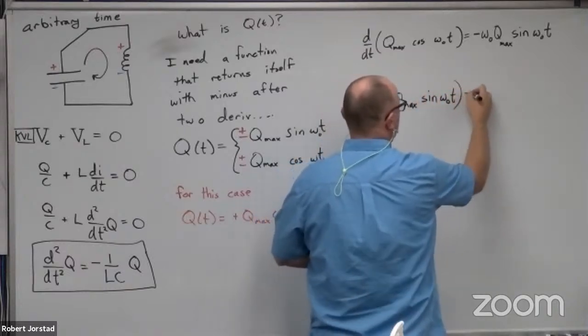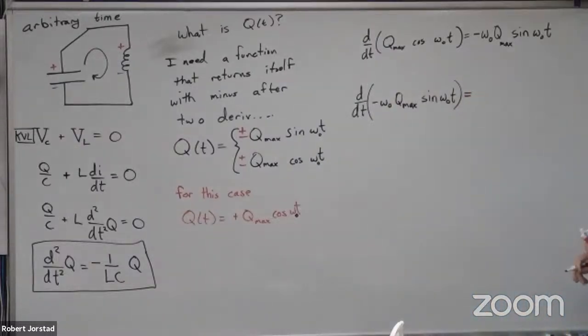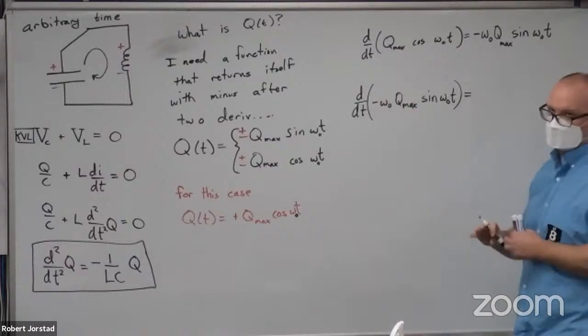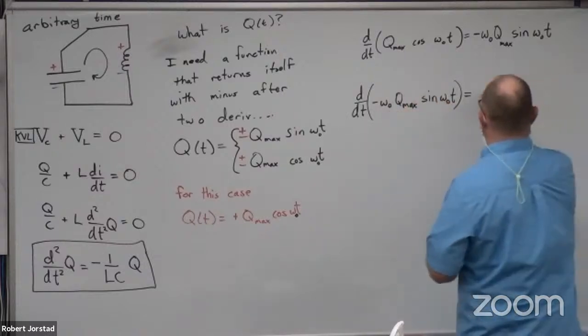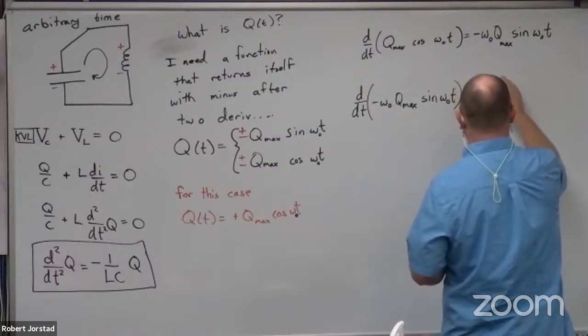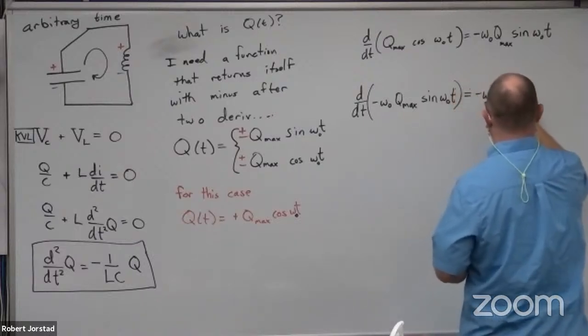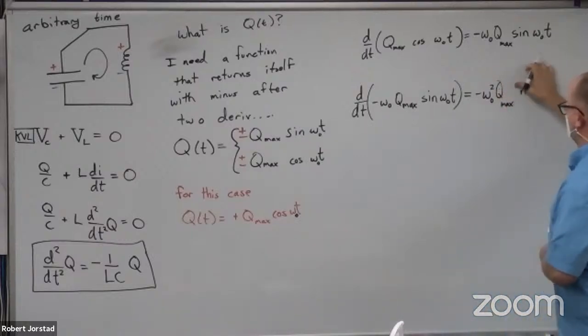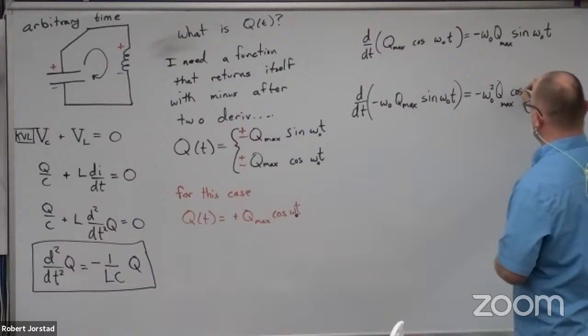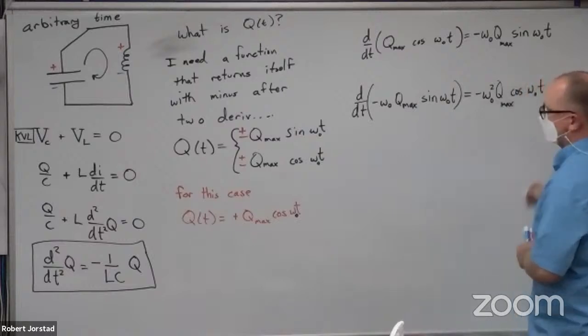What's that going to be? When I take the derivative, do I get another minus sign or not? No. Do I get another omega naught? So it's going to be minus omega naught squared Q max cosine. I screwed up. That was the whole point.